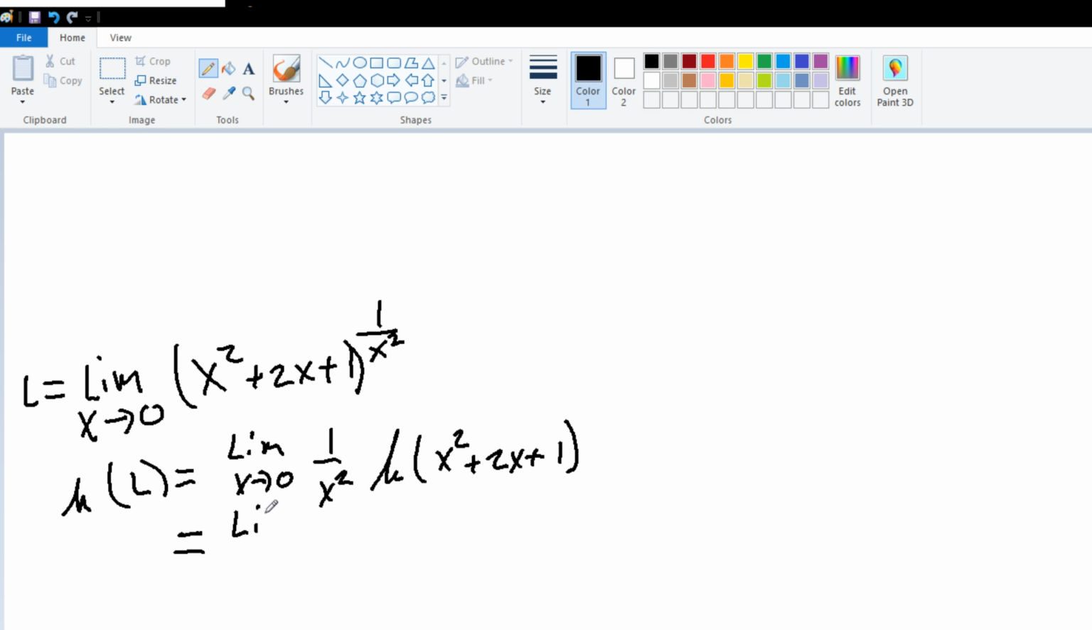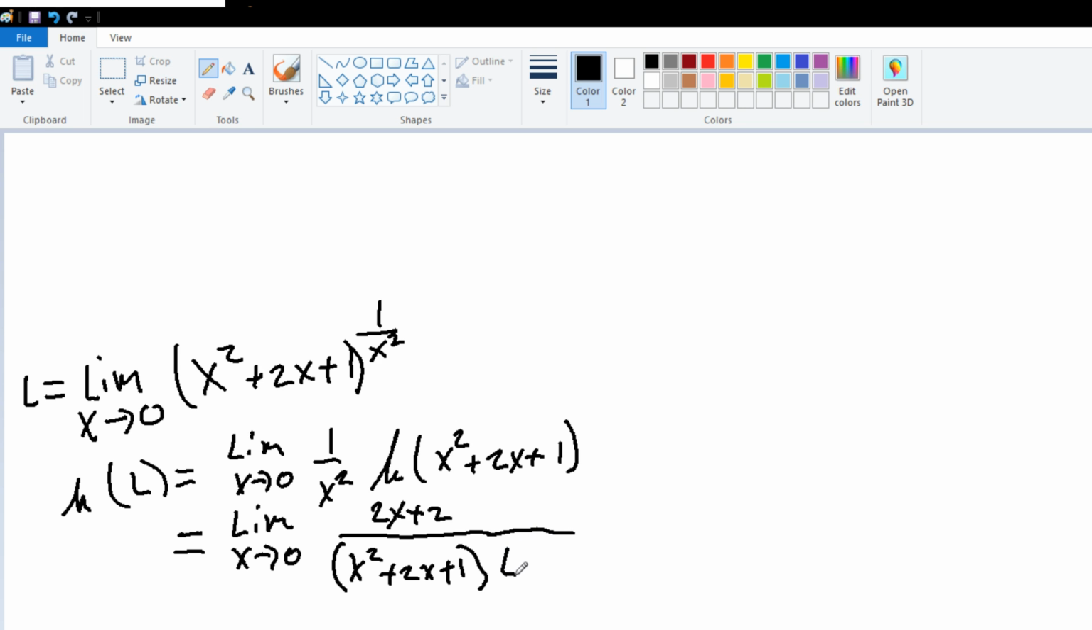So we get the limit as x goes to 0 of (2x plus 2) over (x squared plus 2x plus 1). This is the derivative of the natural log. And then we divide it by the derivative of x squared, which is 2x. And now when we plug in 0, we get 2 on the top, and we get 0 on the bottom. So this is infinite. We have to figure out, is this thing positive or negative?